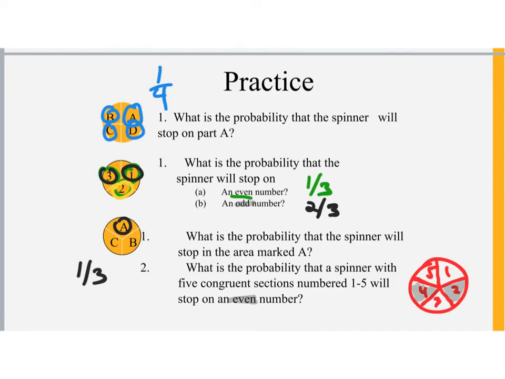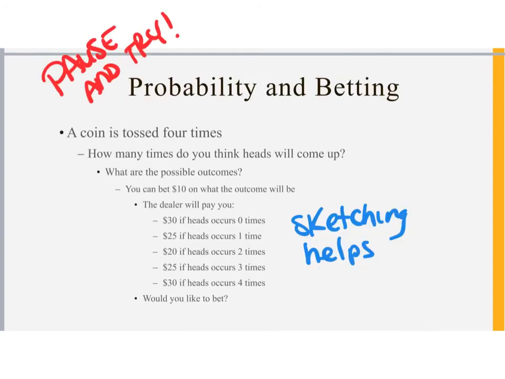So there are 5 possible outcomes, 1, 2, 3, 4, and 5, of which the 2 and the 4 are even. So the odds here are 2 out of 5, which is the same as 0.4 or 40%. Any of those are correct ways of stating this answer, unless otherwise specified. So the odds of getting an even number on this last wheel are 2 out of 5, which is equivalent to 0.4 or 40%. Pause here and try this probability and betting scenario.